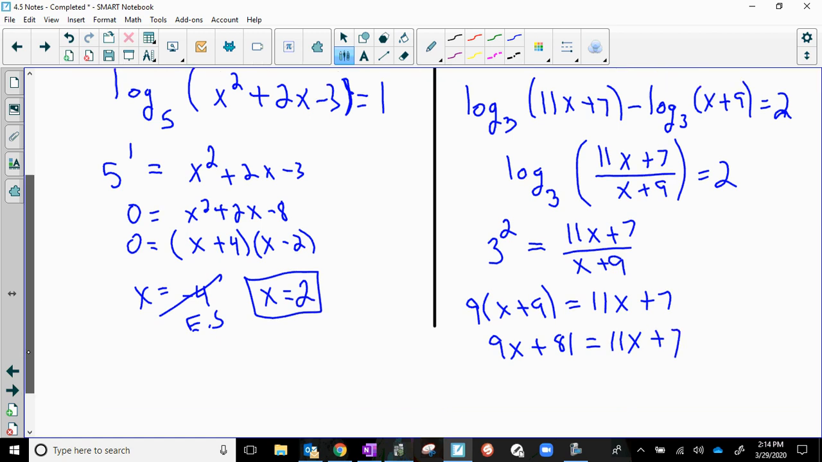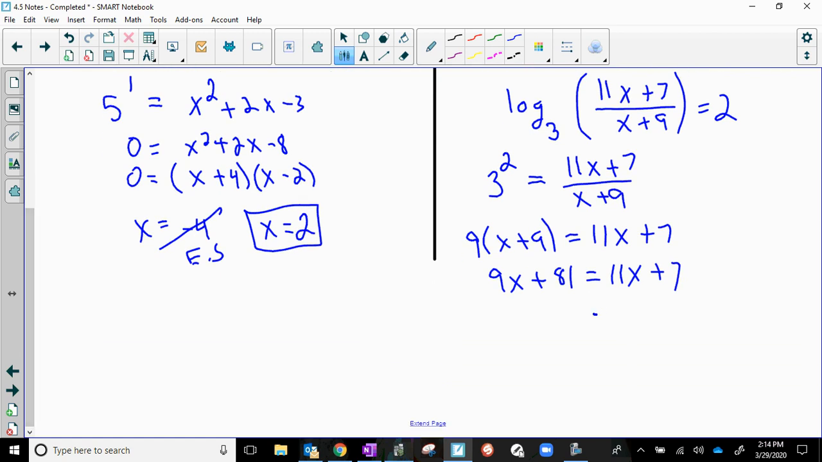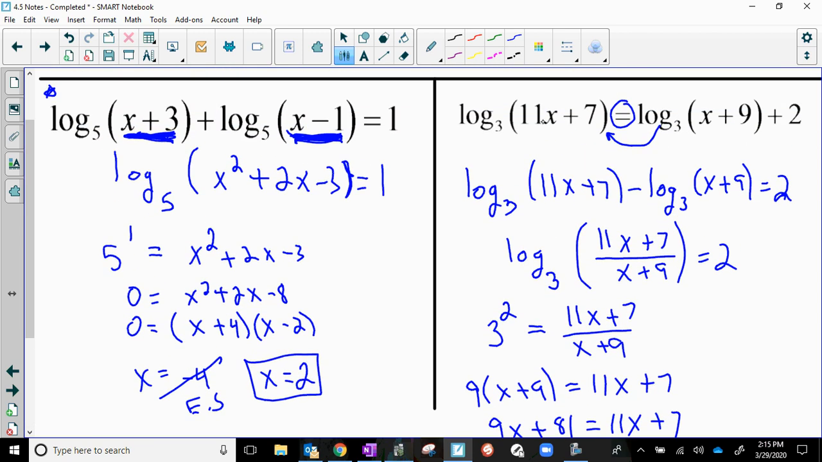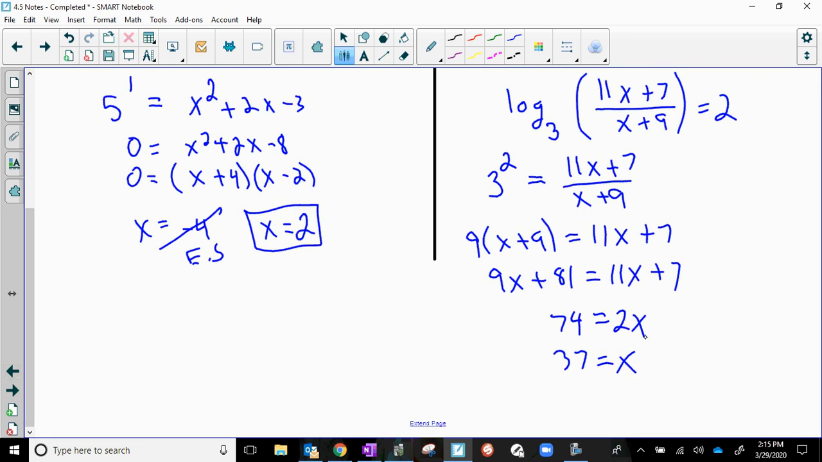So I'm going to go ahead and move the x's to the right, subtract 9x, and then I'll subtract 7. Divide by 2 and I get 37 is x. Don't forget that we need to check the original problem, when I put in 37, to make sure this is positive. So 11 times 37 is positive, and if you add 7 to that, you get a positive. Positive 37 plus 9 is positive. So it's not extraneous.